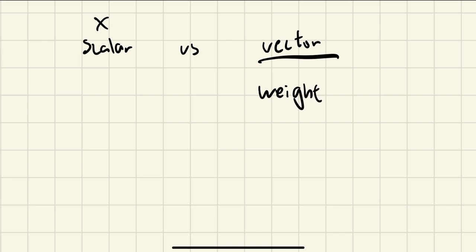Weight is a vector because weight has a direction. You might be wondering why weight is a vector, because it's just how much you weigh, right? Well, weight is a vector because it has a magnitude and a direction. For example, mass is a scalar and weight is a vector.